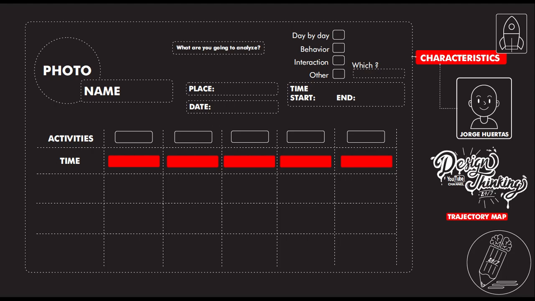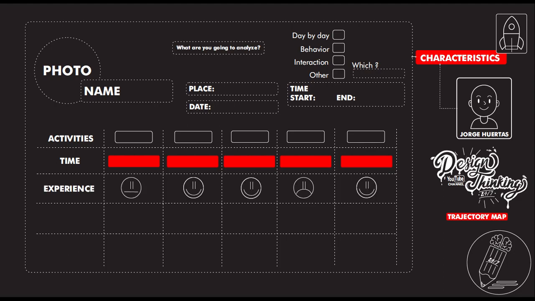Time. At what time does it start? At what time does it end? So you can follow everything, and if for example you are not very sure of something that is going on, you can go back and analyze what was going on at that moment.